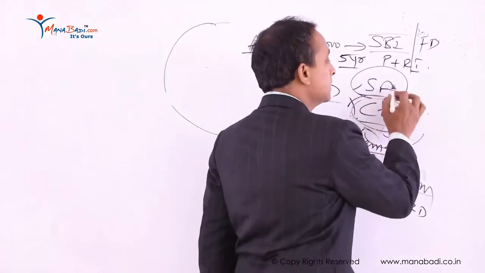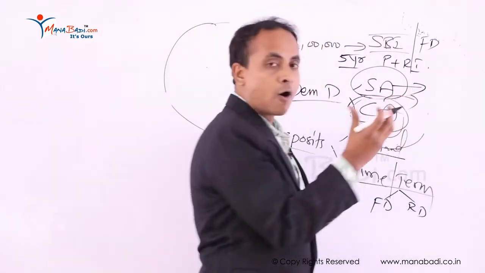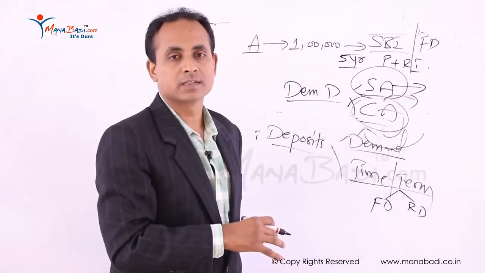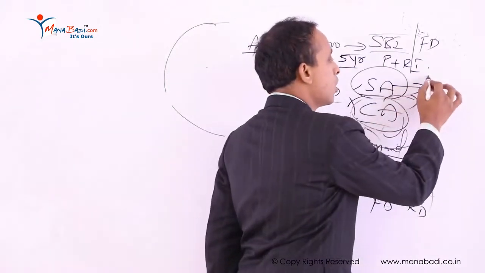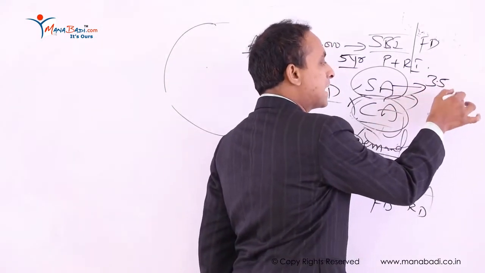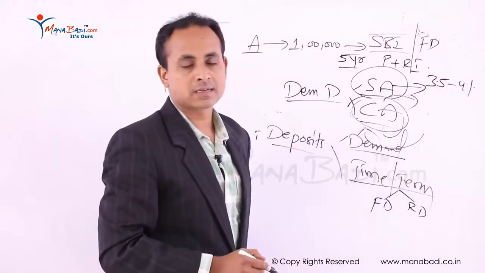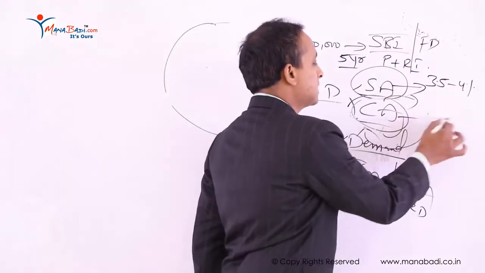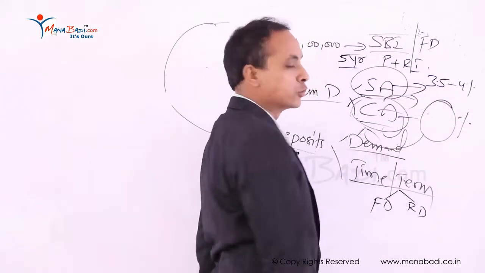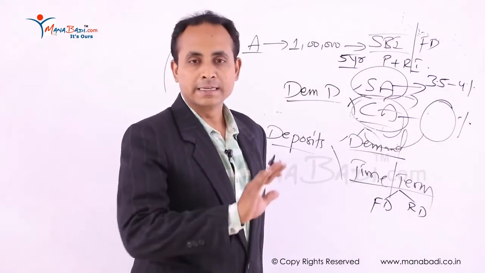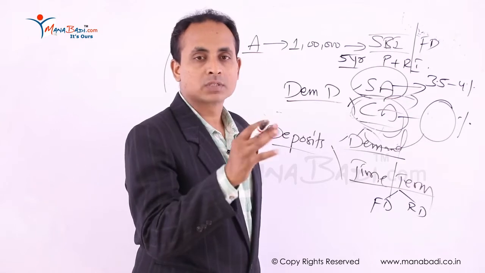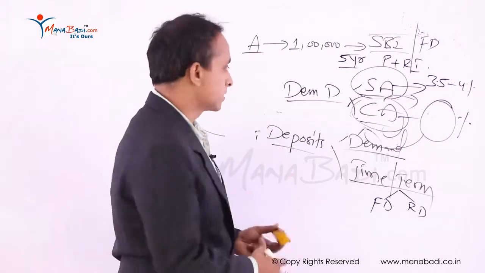Bank will get profit over savings account and no profit over current account. That's why the bank will offer some rate of interest on savings account. Clear? Right now all the public sector banks are offering 3.5 to 4% rate of interest on savings account, whereas on current account the rate of interest is 0%. Clear? This is about deposits and types of deposits.